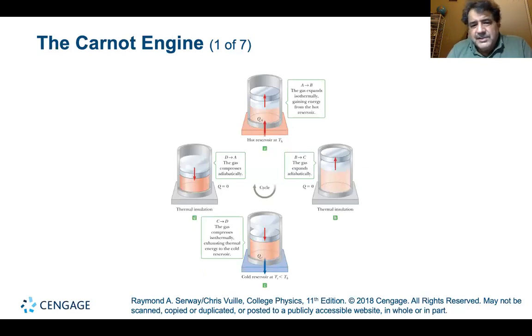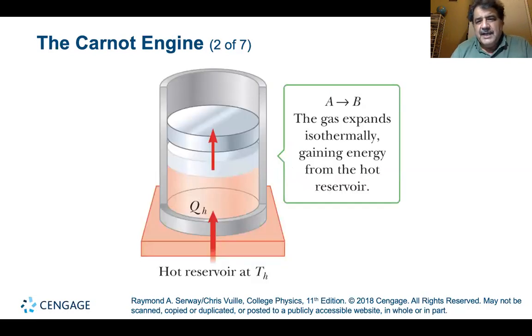Okay, the Carnot engine. We're going to go through the cycle of A, B, C, and D. You can see A to B, B to C, and C to D. We'll go through those one at a time. From A to B, the gas expands isothermally, gaining energy from the hot reservoir. So you've got the hot reservoir. You're putting energy in, the Q hot. It's going to expand the piston.